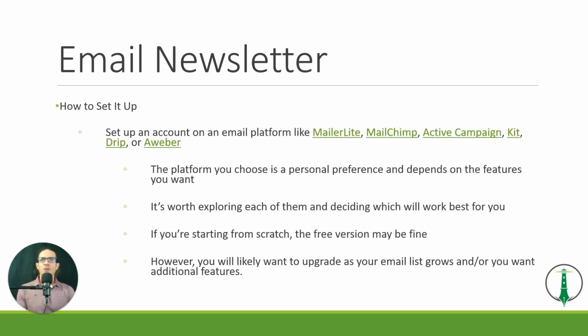So how to set up your email newsletter. There are many different email platforms that you can use to draft and deliver your email newsletter. The platform that you choose is personal preference and depends on the features you want. Here are some of the most common ones. You've got MailerLite, MailChimp, ActiveCampaign, Kit, Drip, and Aweber. I personally right now am using MailerLite because I found it to be the easiest to use. However, it's probably worth doing some of your own research to determine which one is going to be the best for you, depending on the features that you want.